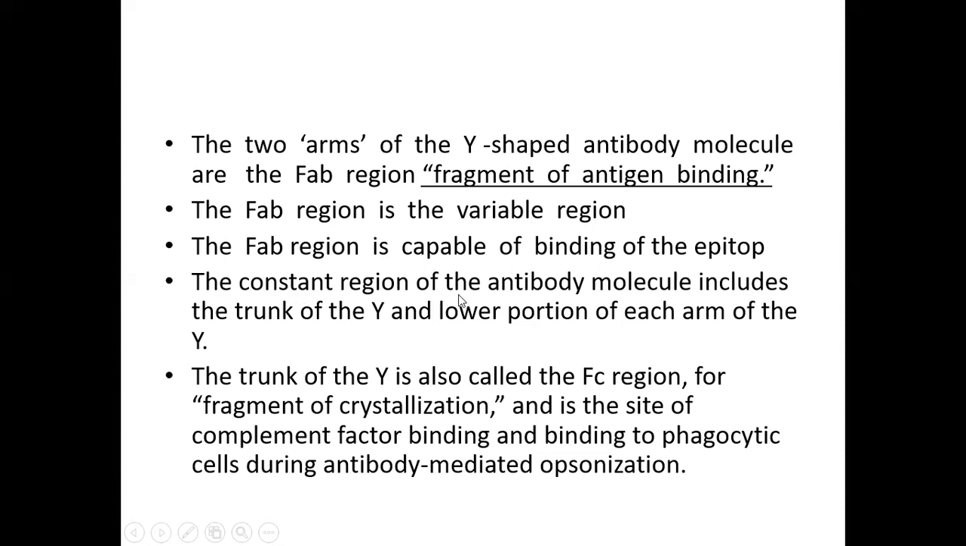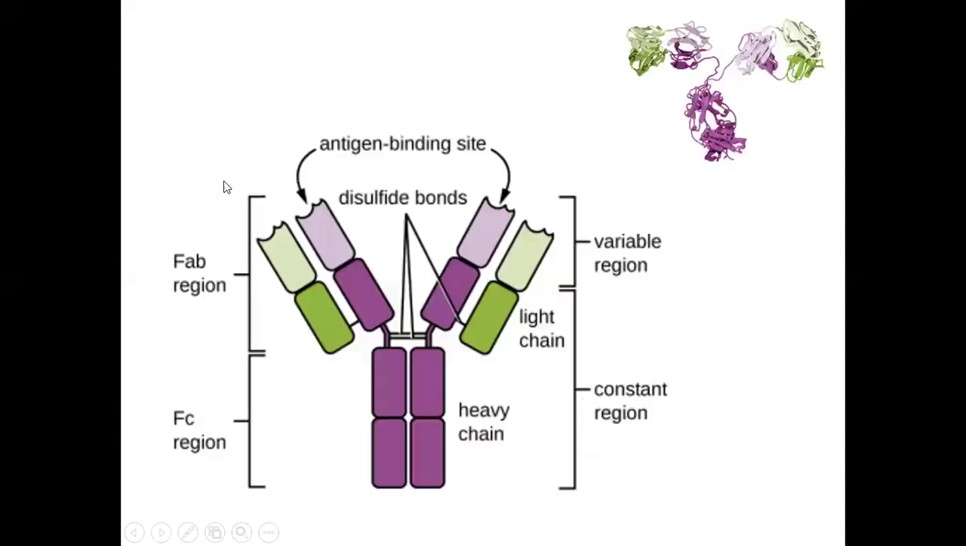The constant region of the antibody molecule includes the trunk of the Y and the lower portion of each arm of the Y. The trunk of the Y is also called the Fc region, for fragment of crystallization, and is a site of complement factor binding and binding of phagocytic cells during antibody-mediated opsonization.